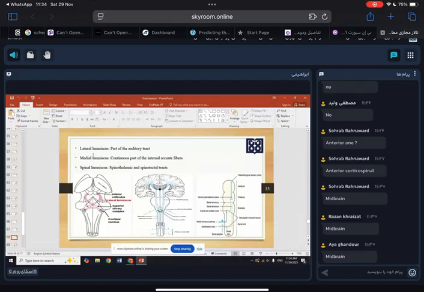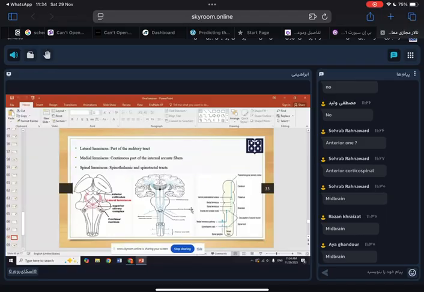I told you the lateral lemniscus is related to the auditory tract. If you remember, the information by means of the ear comes to the cochlear nucleus, then goes to the superior olivary complex, maybe on the same side, or goes to the other side, and making this cross, we call it the trapezoid body. Then by means of the lateral lemniscus, they go to the medial geniculate body of the thalamus, I told you.